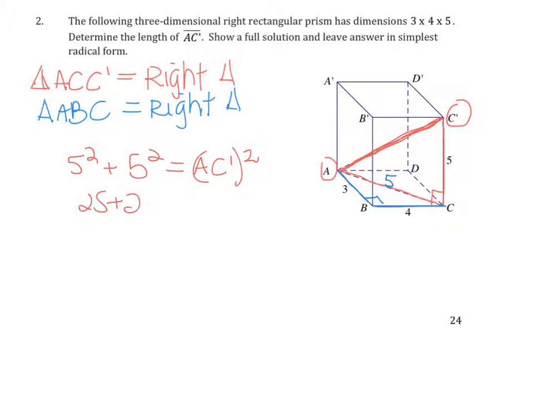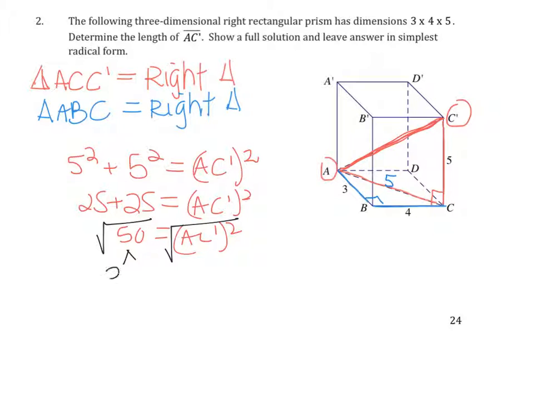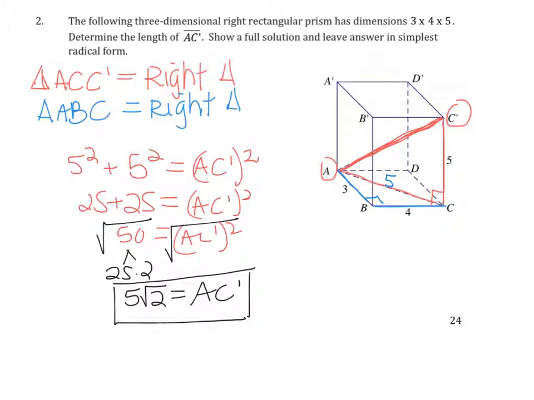I get 50. Take the square root of both sides in order to simplify the square root of 50. We break this down to 25 times 2. I get 5 radical 2 is equal to AC prime. And that's the value of the distance.